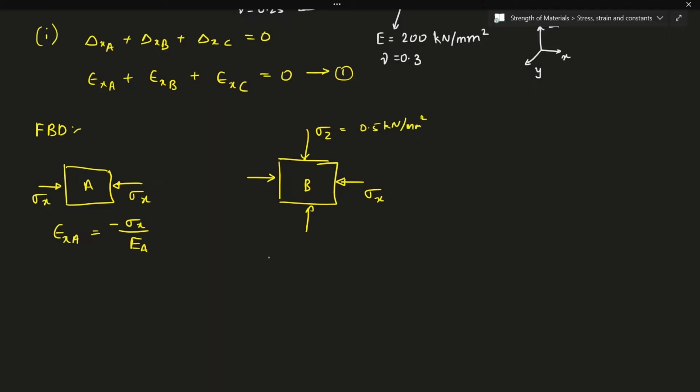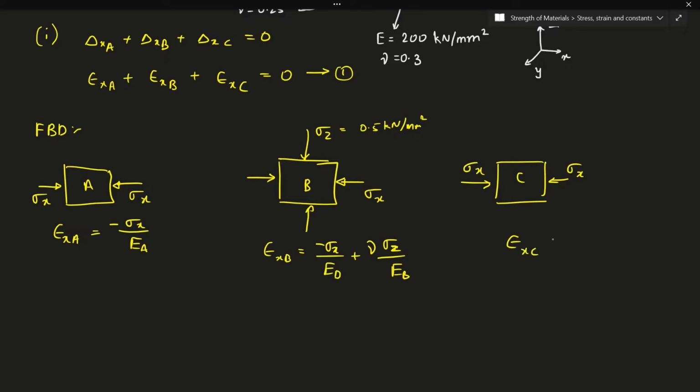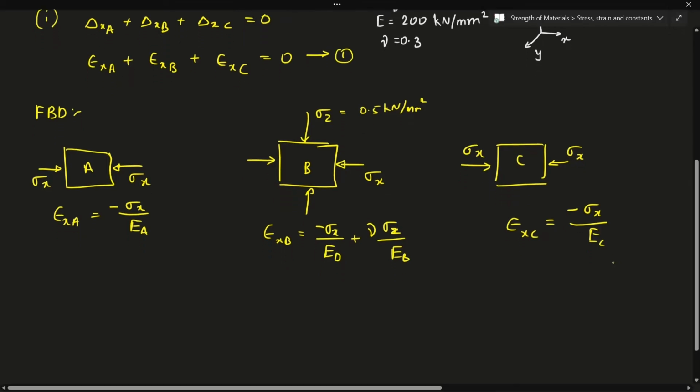Right, so now epsilon xb is given by minus sigma x by EB, and again plus nu into sigma z divided by EB. And now for body C, this is only going to experience compressive load sigma x. Now epsilon xc is given by minus sigma x divided by EC.